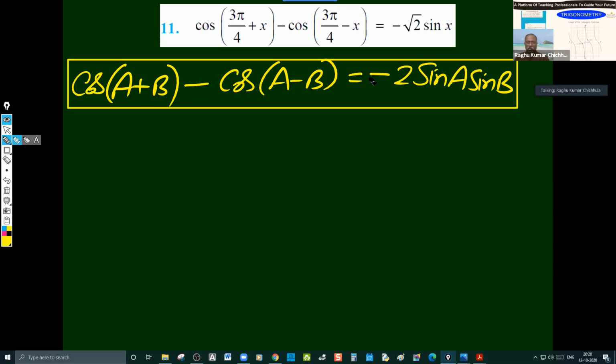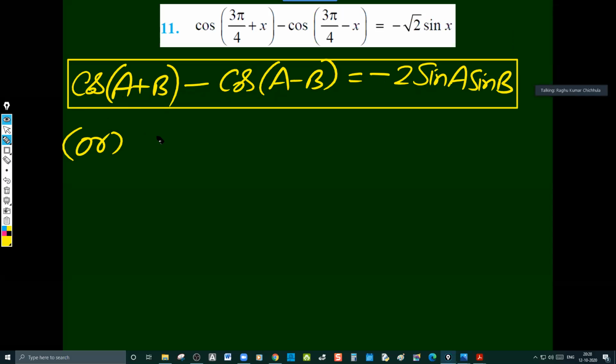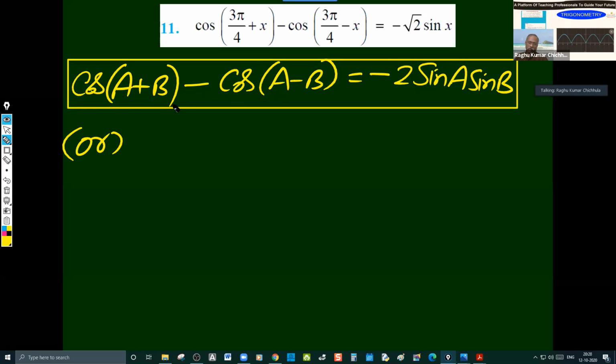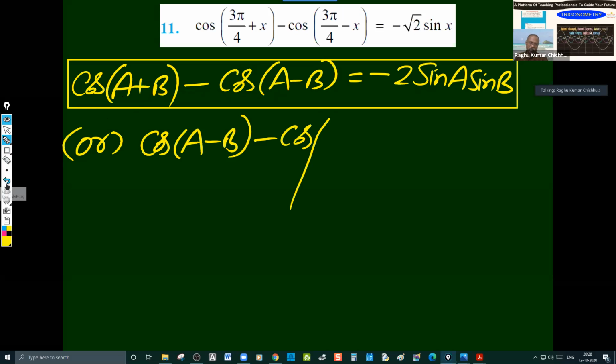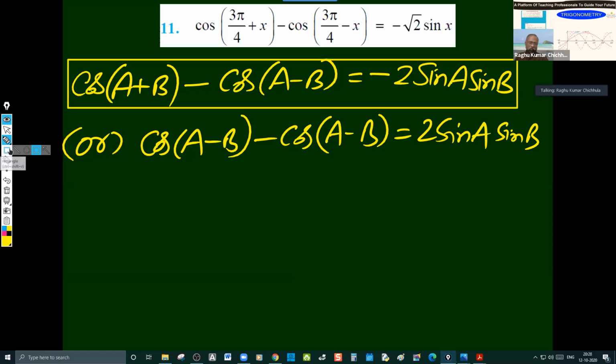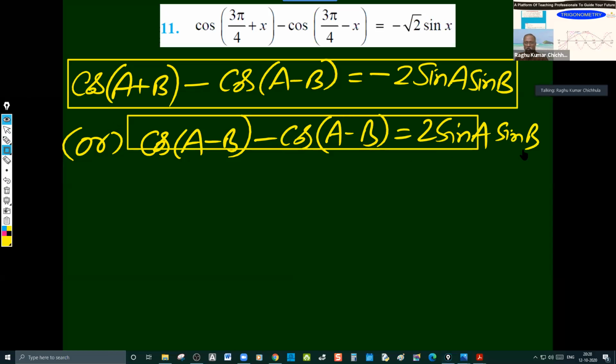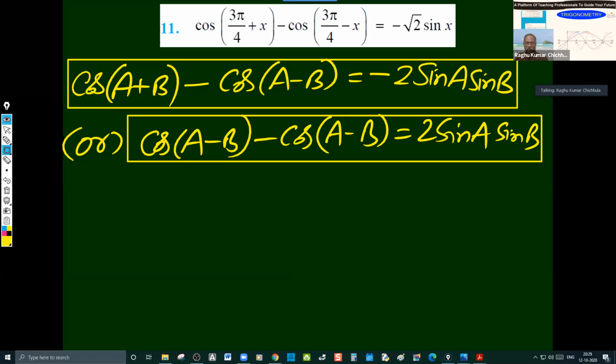Very important. And sometimes if you want to avoid that minus, it will be more comfortable for you to write in this way also: cos of A minus B minus cos of A plus B. That is multiplying both sides with minus. You will get it as 2 sin A sin B. Both are same. But to avoid minus on the right hand side, you can make use of it. Okay, both are same only.